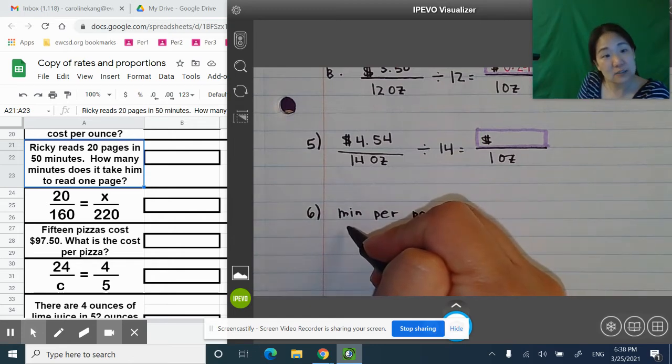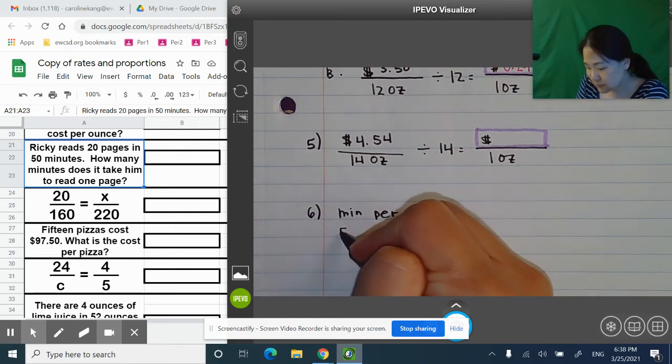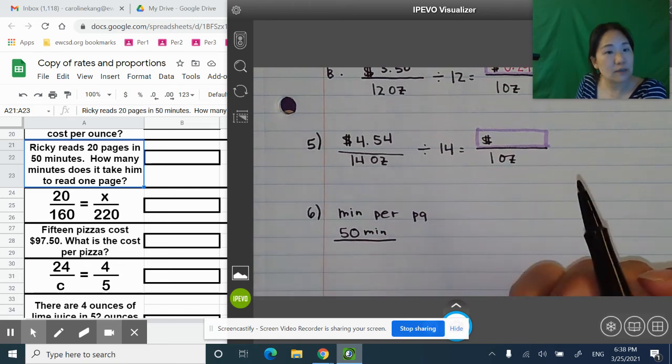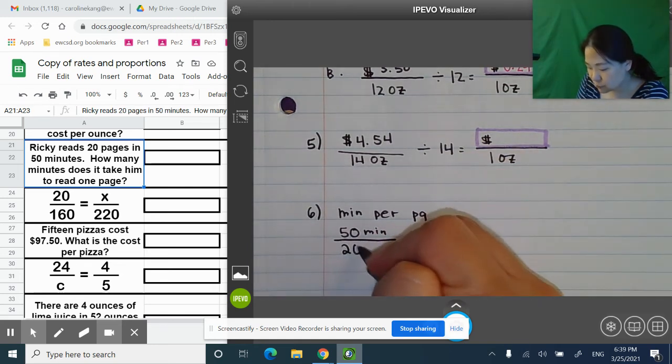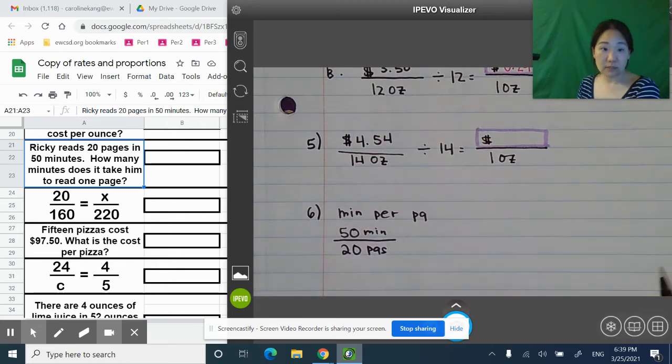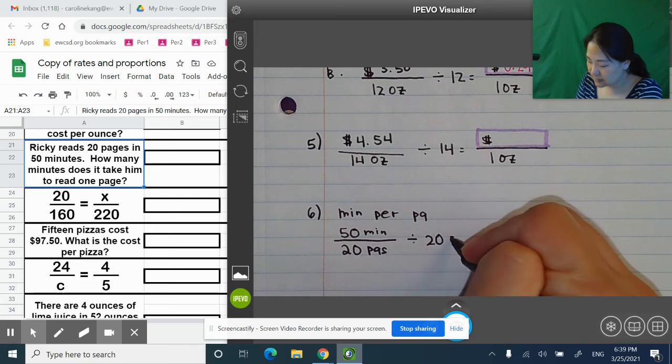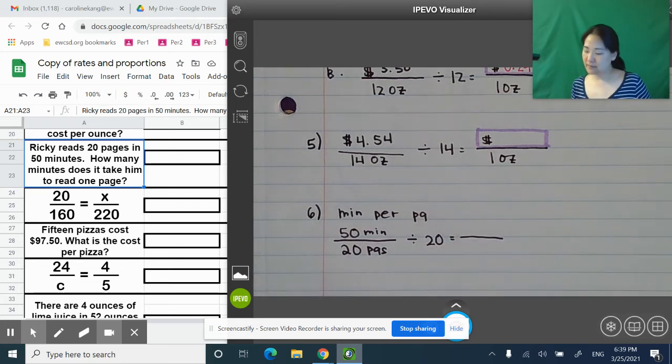That means minutes needs to go on top, which is 50 minutes. Per page, number of pages goes on the bottom. 20 pages goes on the bottom, and then you find the unit rate by dividing by 20. Okay.